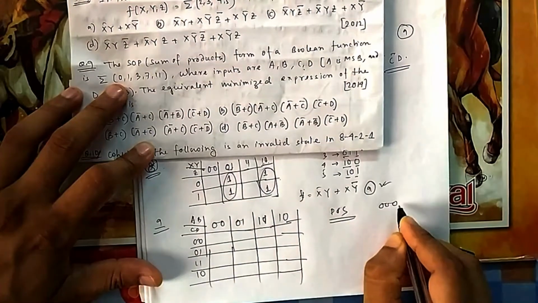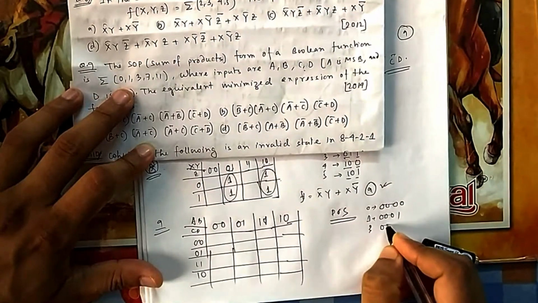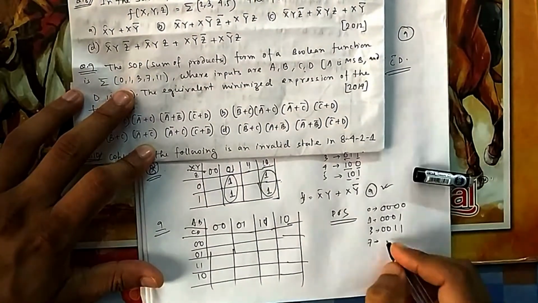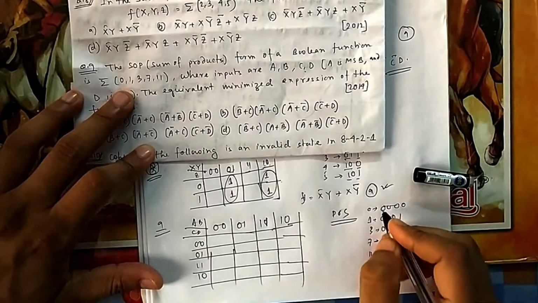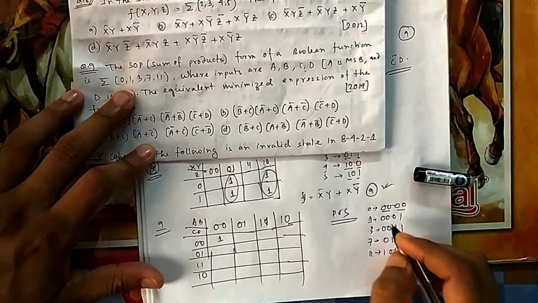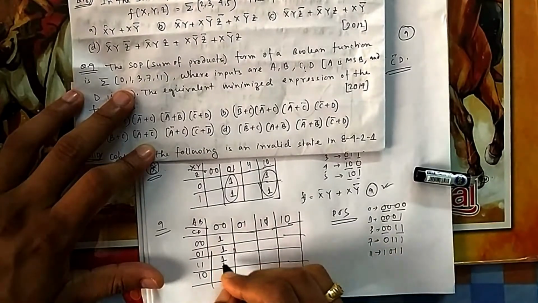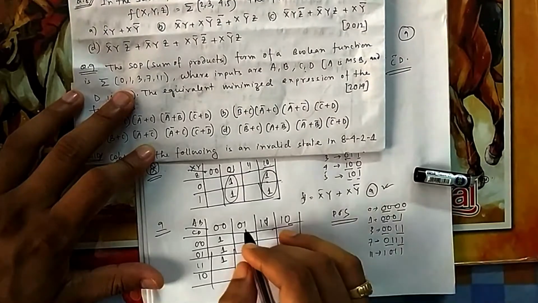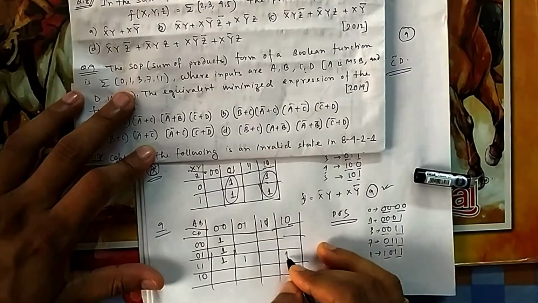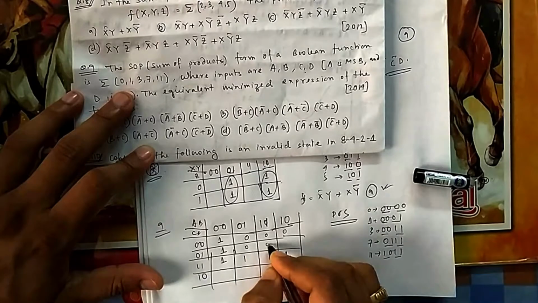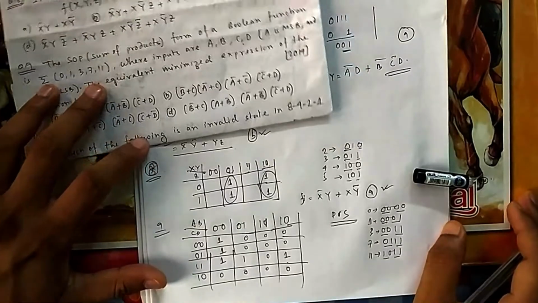Okay, so let me take, so what are the ones? So 0 is 0, 0, 0, 0, this is 1, 0, 0, 0, 1, then 3 is 0, 0, 1, 1, then 7 is 0, 1, 1, 1, then 11 is 1, 0, 1, 1, and then 1, 1. So rest positions are 0. So you take rest positions, because we need the rest positions. That is important for us, because we will be needing POS.